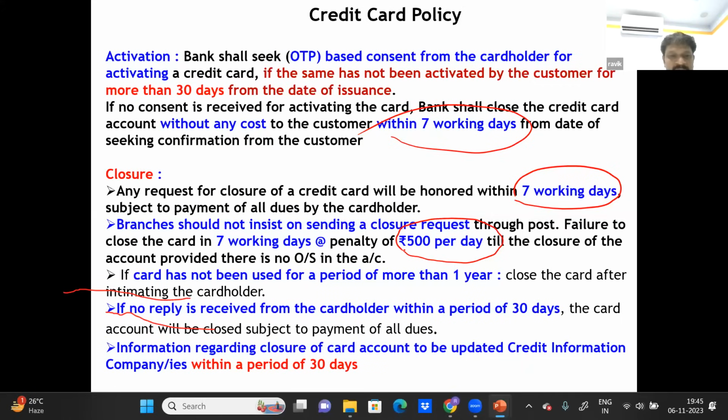Then, intimation regarding closure of the card account is to be updated in credit information companies within a period of 30 days. See, if any credit card is closed, we have to inform the CICs immediately, within 30 days, so that the credit card is removed from that profile. So within 30 days, we have to inform once the credit card is closed.